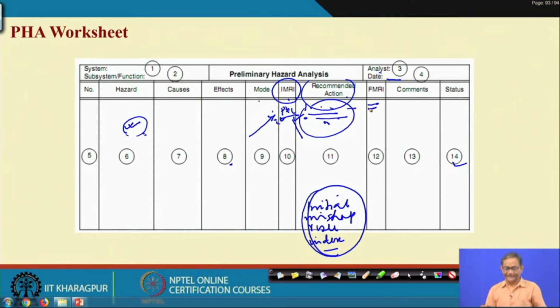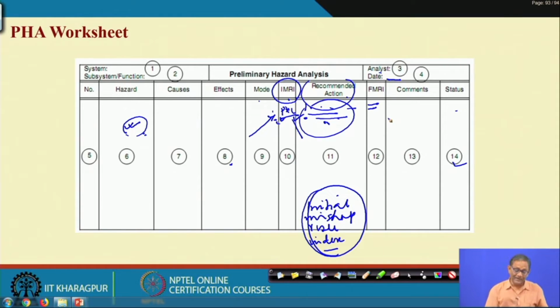I will show you with one example how it is done, and then you have to give the comment. Comment means whether the recommendation is implemented or not, or what the feasibility and cost component are. Those things you can write, and under status you write the implementation status. If it is implemented, closed; if it is not implemented, open. Under comment you can write many things, whatever you find relevant.